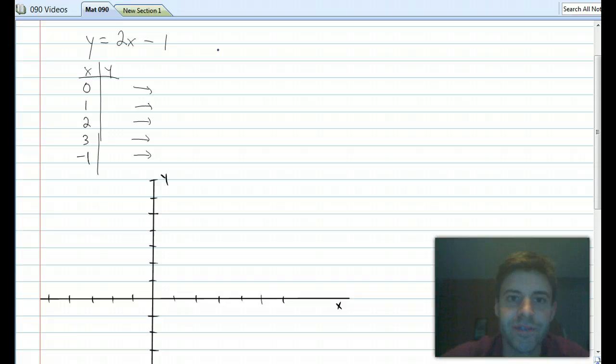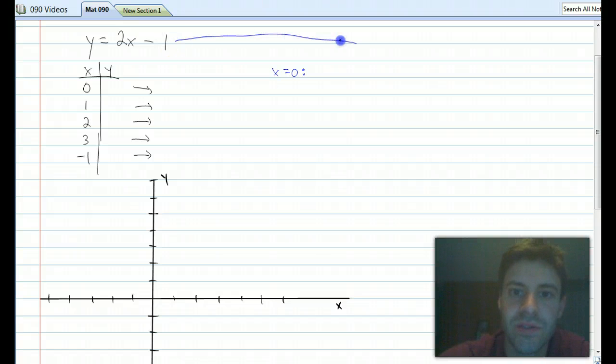What we need to do now is figure out what each of these corresponding y values is going to be. The way that we do that is we plug the x value into our equation to figure out what y is going to be. So I'll write it off to the side. Let's start with x equals 0. We're going to plug x equals 0 into our equation.